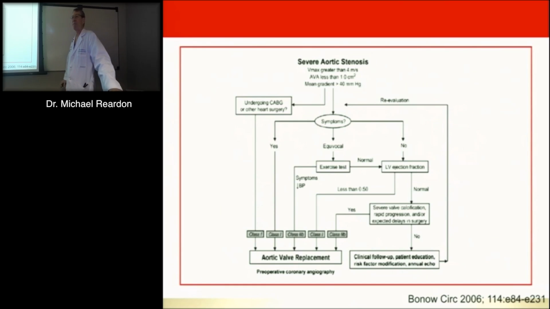How about if you had an EF of 60 and you have a gradient of 32 and a valve area of 0.8 and symptoms that you think are aortic stenosis? What do you do?